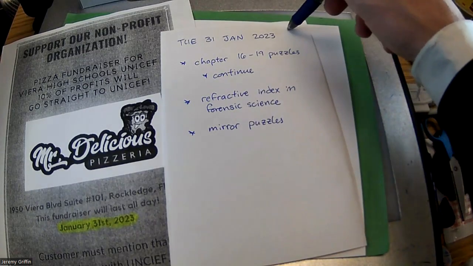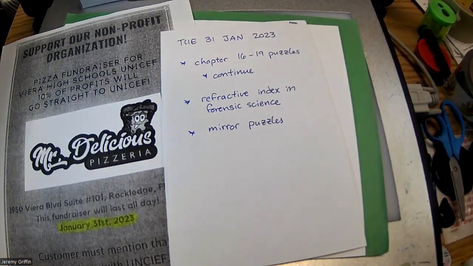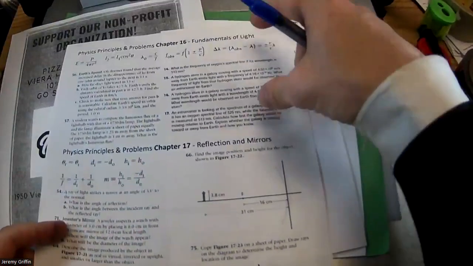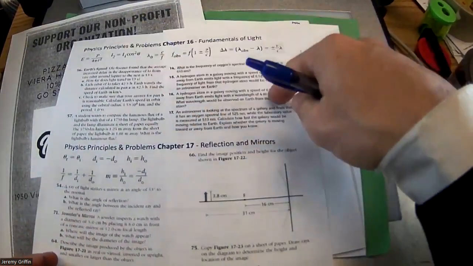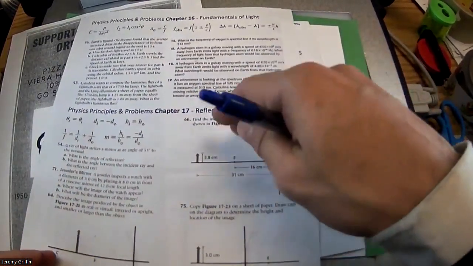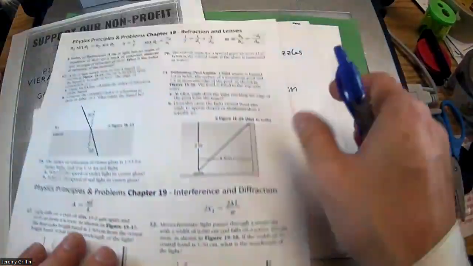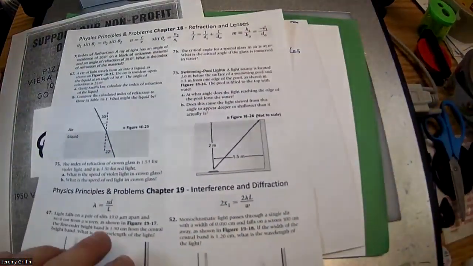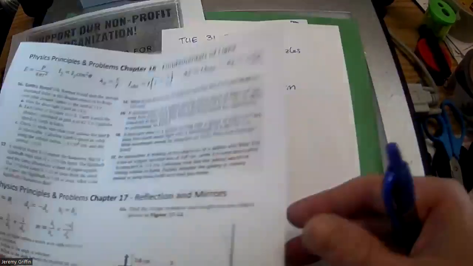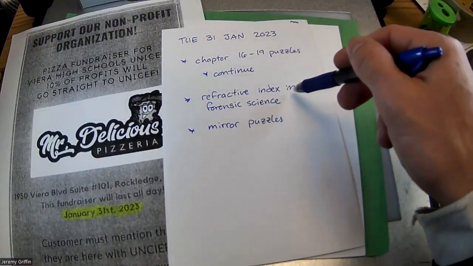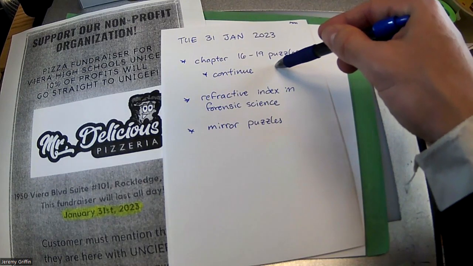It's Tuesday, January 31st. So yesterday, you guys remember we were going through these puzzles. We knocked out chapter 16, Fundamentals of Light. There were a few new concepts there. But now we started chapter 17, Reflection, which we did last week, and we're about to go to chapter 18, Refraction, which we also did last week. So that should be review type stuff. Hopefully, you guys can see stuff ahead of me with those as we go through this.